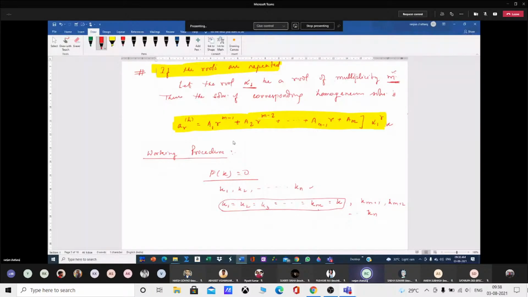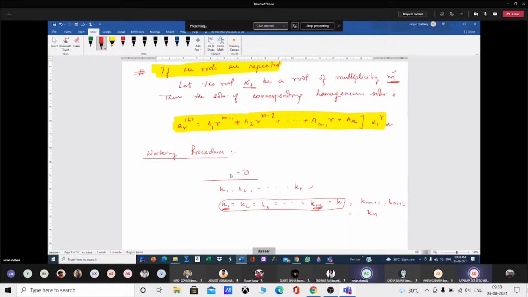The solution for this is alpha 1 r to the power m minus 1 plus alpha 2 r to the power m minus 2, and so on. What is r? r is the subscript, whatever is given in the question. So alpha 1 is the root. What are the roots? This is k1. k1 repeats itself how many times? m times. Multiplicity means how many times it will repeat itself. It is not a new term. Is it clear?